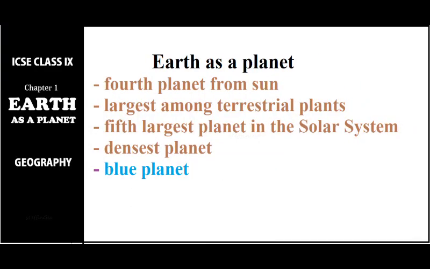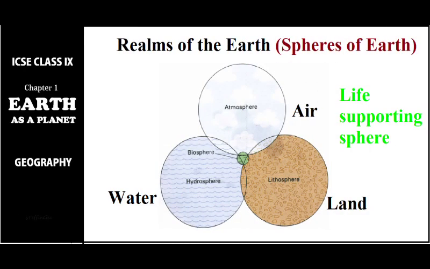Now what are the features of earth as a planet? The basic simple features are: first one, according to distance, it is the 4th planet from the sun. It is the largest among the 4 terrestrial planets. If you take all the planets, it is the 5th largest in the solar system, and it is the densest planet in the solar system. And not only that, it appears blue in color because of the presence of water, and therefore it is called the blue planet.